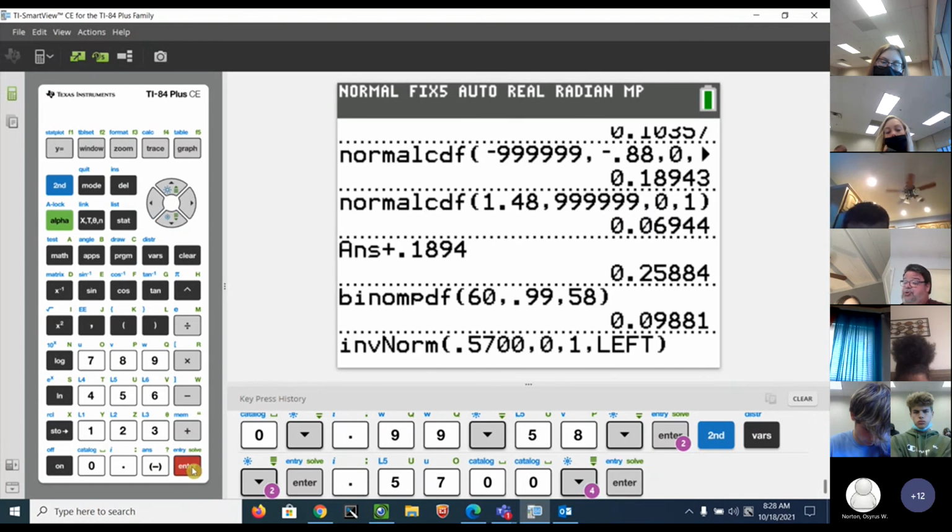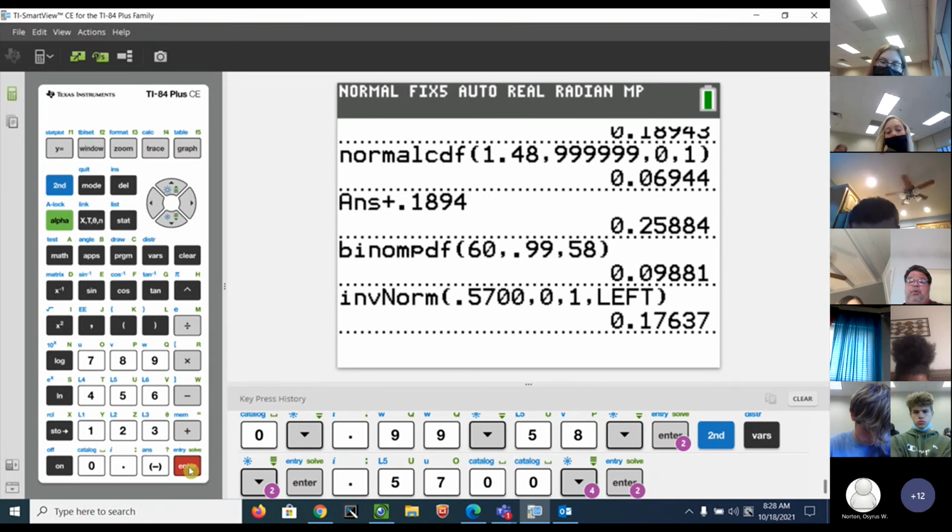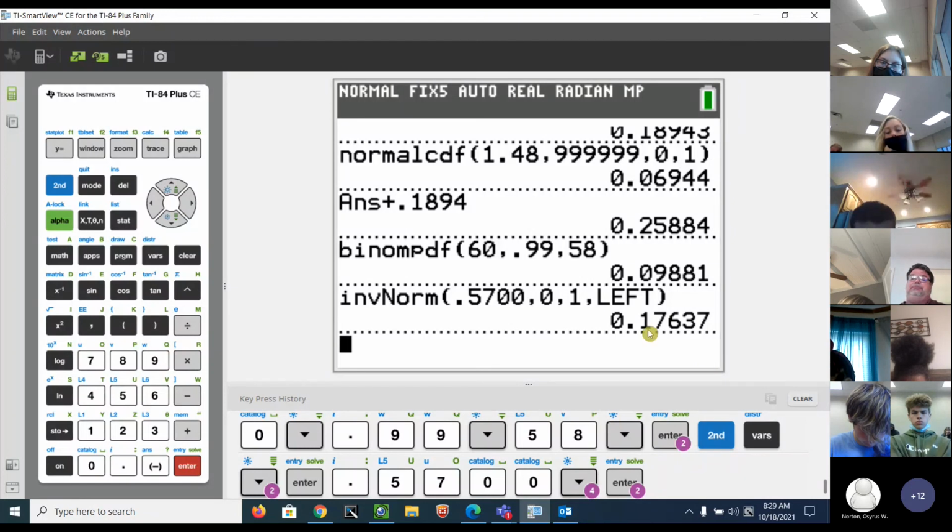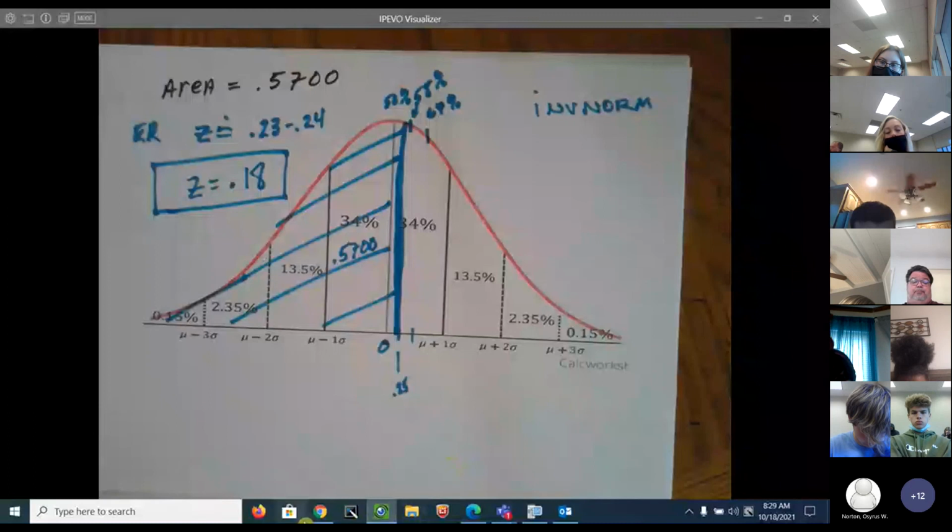And I said it was around 0.23 or 24. I was a little bit off. 0.17637, 0.18. So the actual z-score equals 0.18. Hubert, why did you just do 2 decimal places? Because z-scores are usually 2 decimal places and area is usually 4. And I probably told you that a while back. So 0.18 should be your answer.